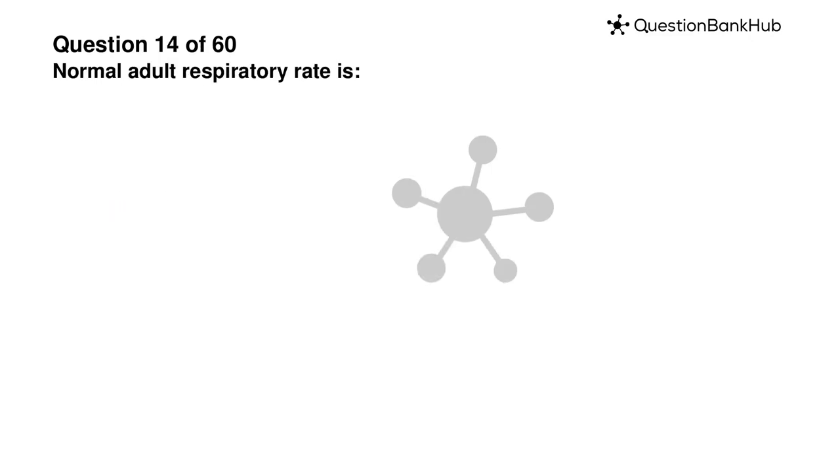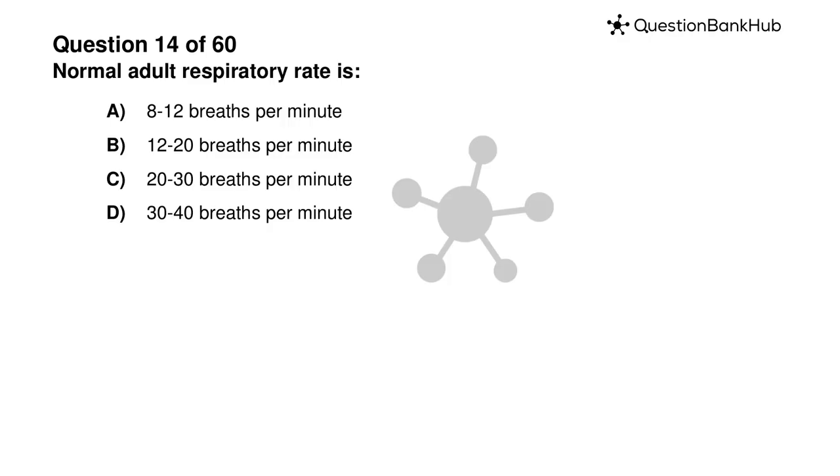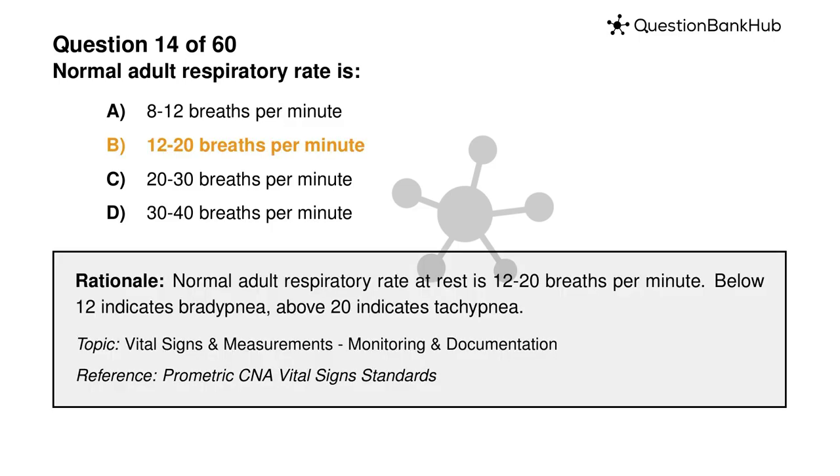Question 14. Normal adult respiratory rate is A. 8 to 12 breaths per minute. B. 12 to 20 breaths per minute. C. 20 to 30 breaths per minute. D. 30 to 40 breaths per minute. The correct answer is B. 12 to 20 breaths per minute. Normal adult respiratory rate at rest is 12 to 20 breaths per minute. Below 12 indicates bradypnea, above 20 indicates tachypnea.